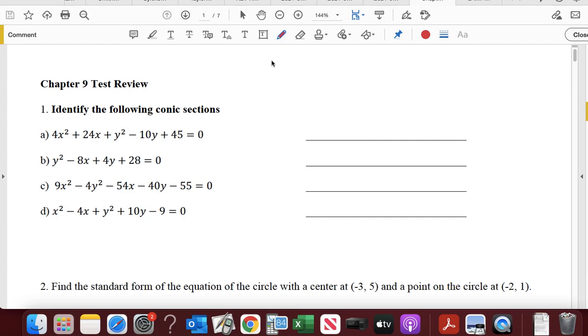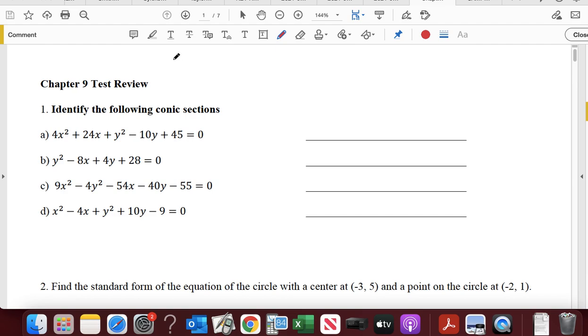This is Mr. Saari. We're going to start out with identifying some conic sections. Before we begin that, let's go over how we identify conic sections when they are in this polynomial form without any perfect squares built in. So, how do we do it?